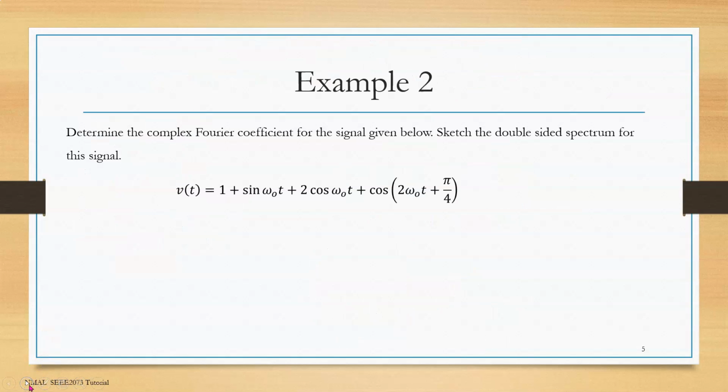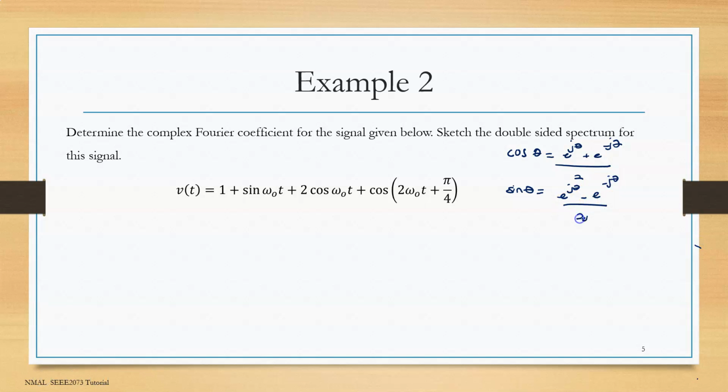Question here, for example 2: determine the complex Fourier coefficient for the signal given below. Sketch the double-sided spectrum for this signal. This question is similar to example 1, where you have to use Euler's theorem. So you put Euler's theorem here, so you can directly put the exponential function for cosine into the equation. Like I said before, this is included in the list of formula. However, it will be easier for you if you can memorize this.